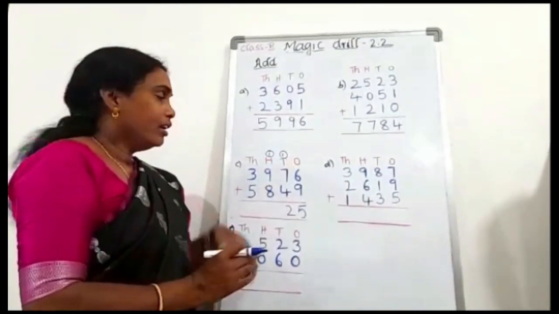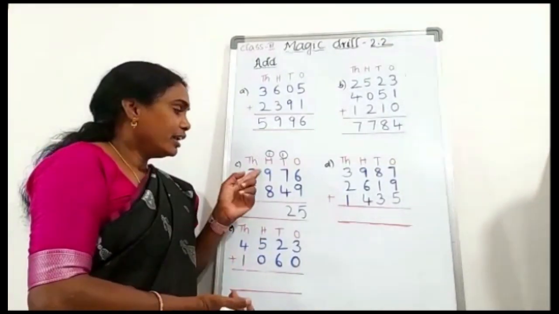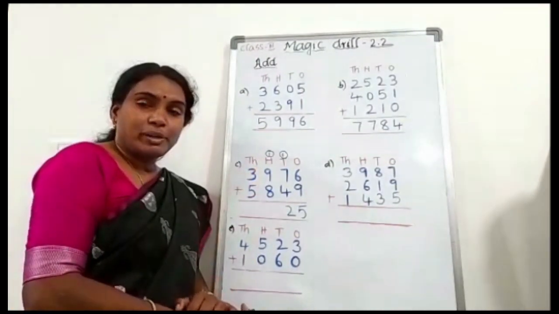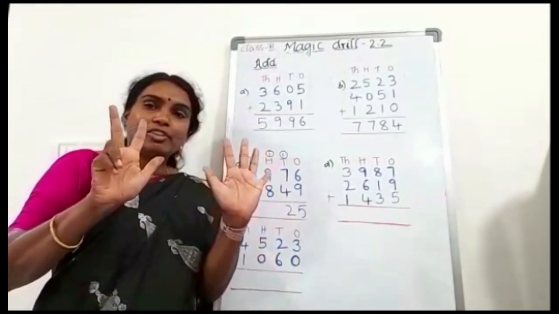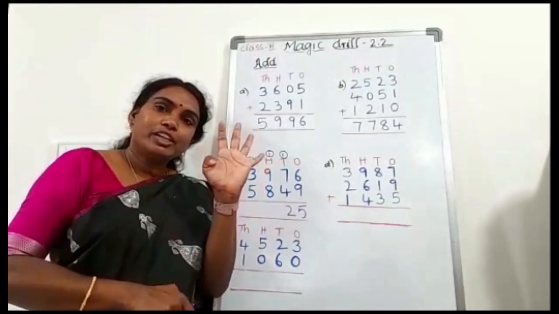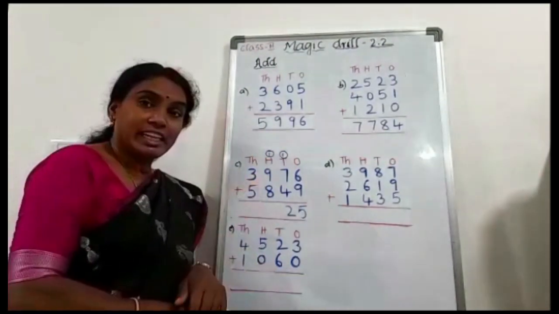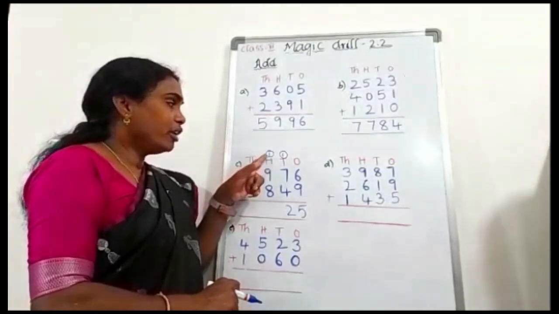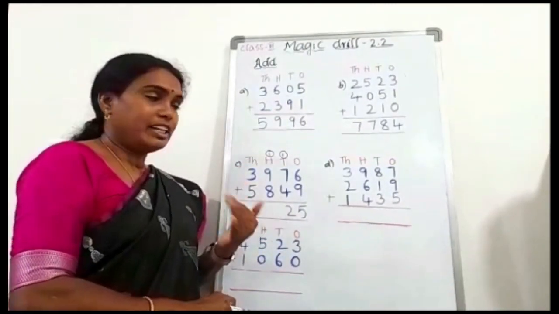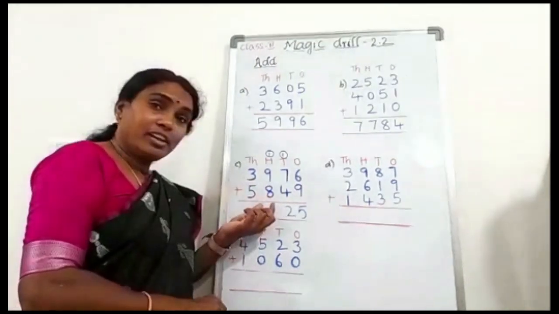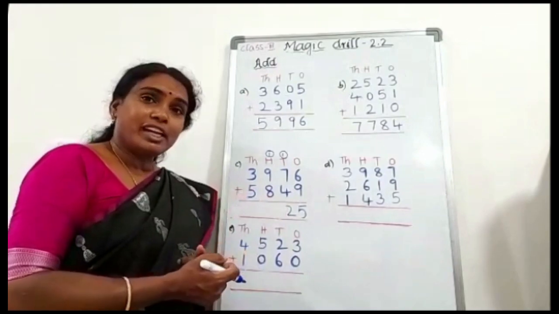Regrouping. Okay. Now we add the hundreds column. In the hundreds column there are 9 and 8. 9 plus 8. Okay children. 9 plus 8 is 17, so 1700. And one more 100 is regrouped: 1800. 17 plus 1 is 18. Do we write 1800 here? No. Here also the same. So 10 plus 8.